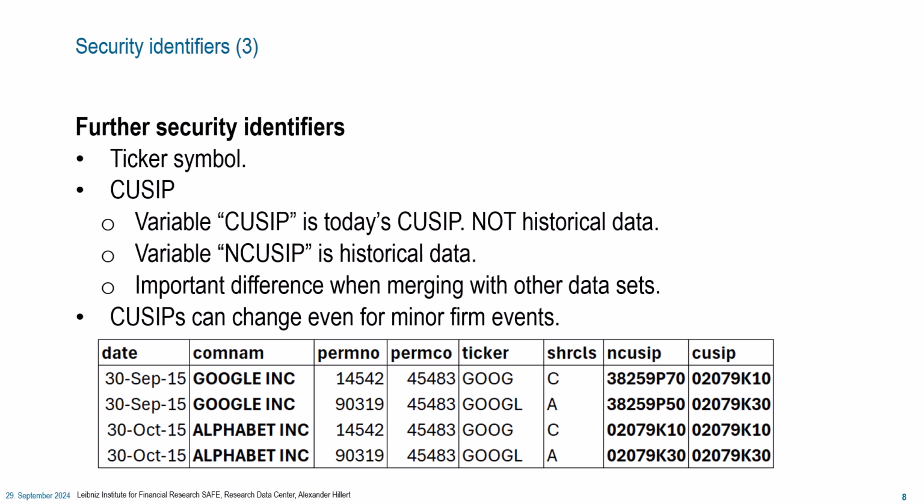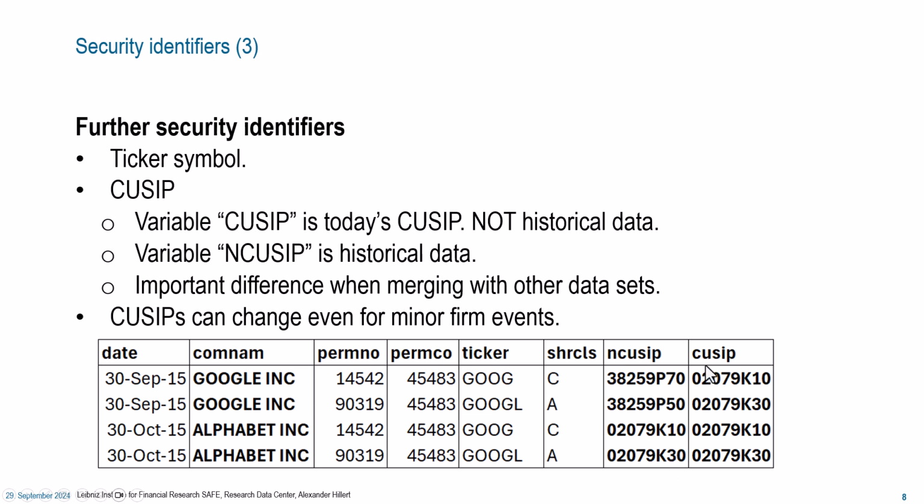And we see that the historical CUSIP changes after the name change. So this identifier is not as permanent as the permno or the permco. Again, also for the new CUSIP after the name change, we see that the first 6 digits are identical and only the 7th and 8th digit are different.